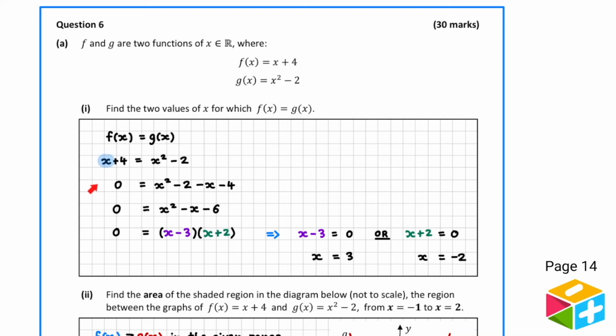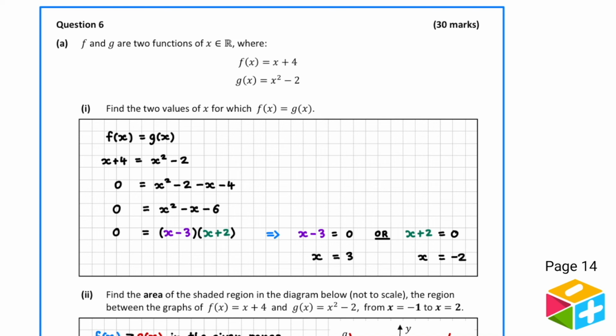Now, I'll group everything on the right hand side by subtracting x and subtracting 4 from both sides. We can simplify on the right. Minus 2 minus 4 is equal to minus 6. We now have a quadratic expression on the right-hand side.